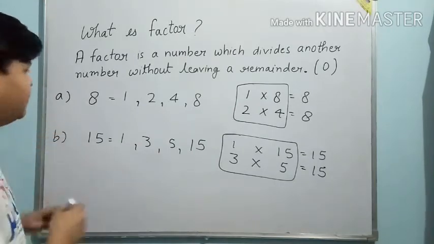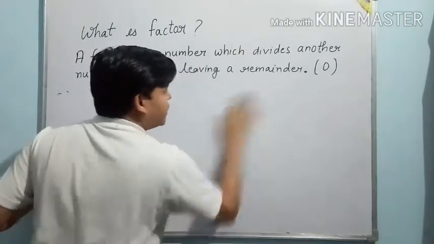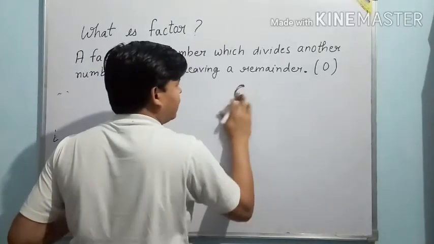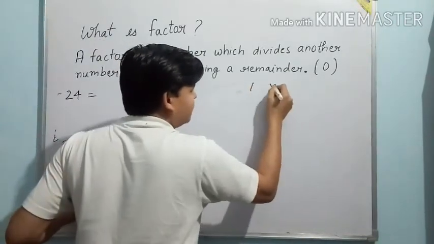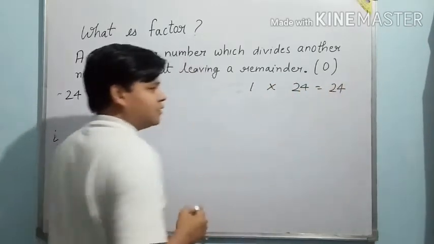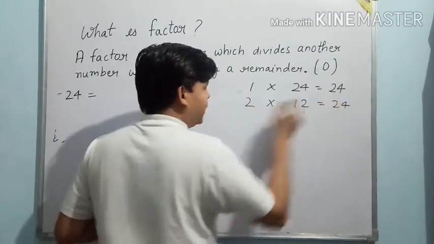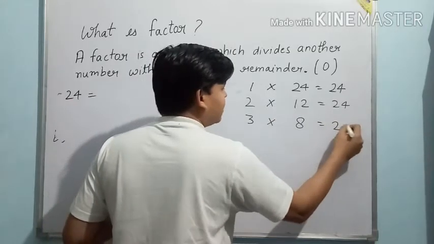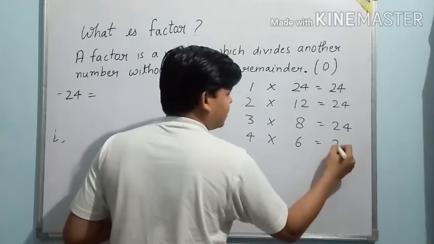Let's now take a bigger number. Now I am taking 24. Once again start with 1. In the table of 1, 24 will come 24 times, and in the table of 2, 24 will come 12 times. In the table of 3, 24 will come 8 times. In the table of 4, 24 will come 6 times.